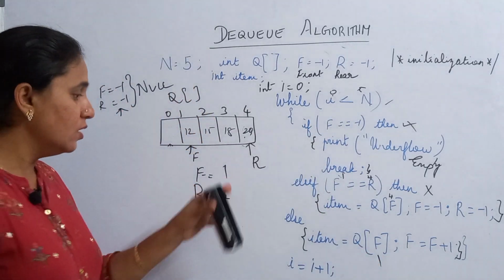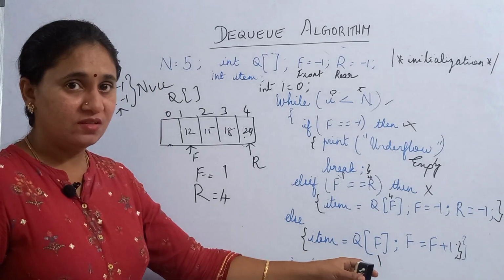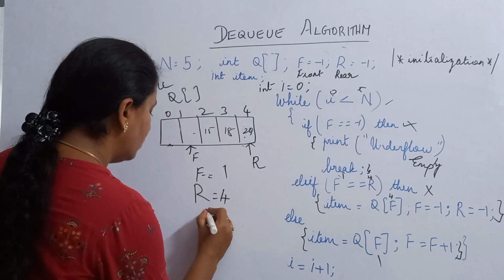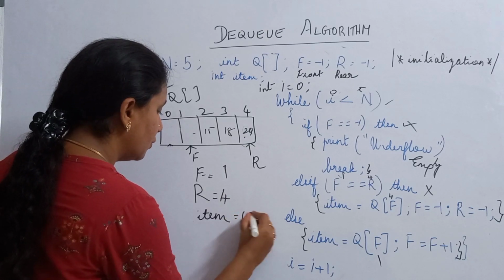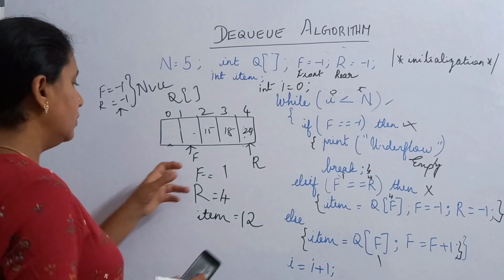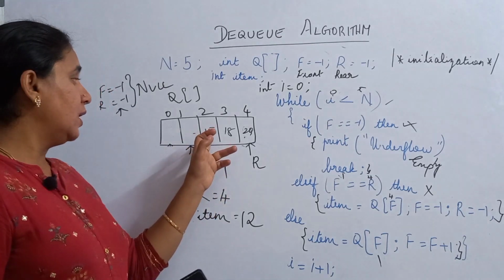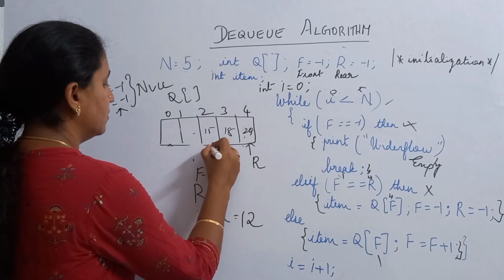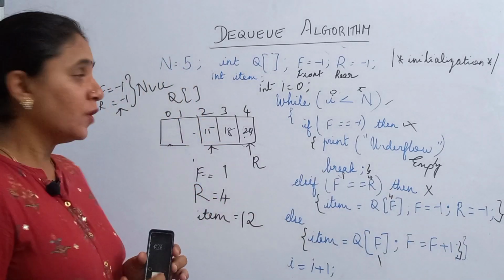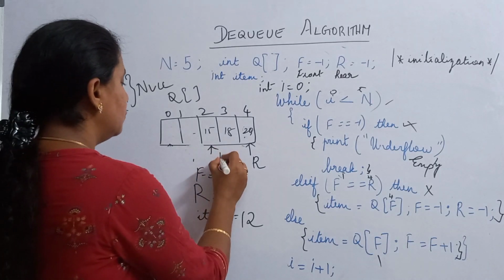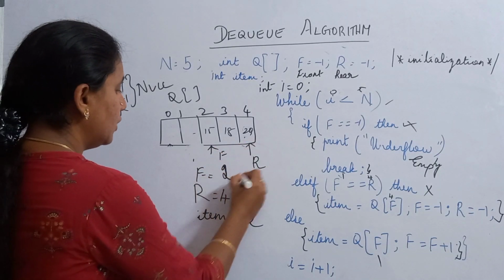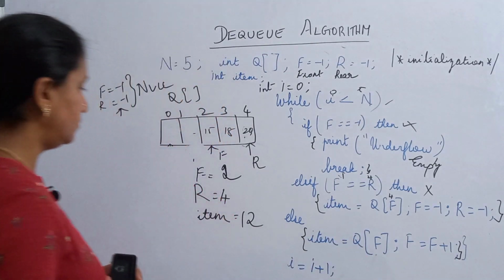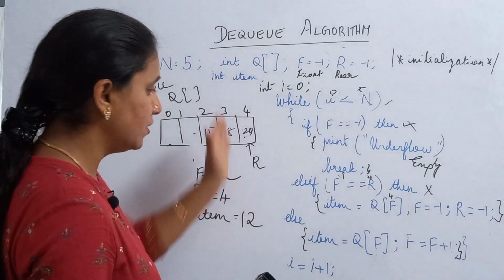F value is 1. So remove that element present in the front pointer. If you remove this, 12 will be deleted. So now what will be the item value? Item value is going to be 12. Now what I should do, the next front element is 15. So I should make the pointer move here. So front is equal to front plus 1. Okay, so now what will be the front pointer value? Now the front pointer value is going to be 2, isn't it? So now 2. Once again, we are going to start executing the loop.